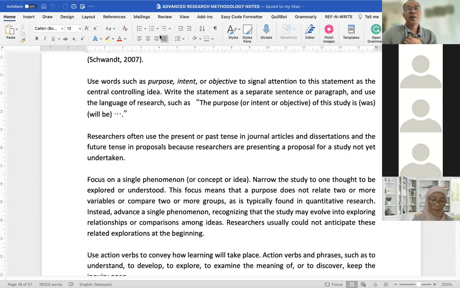So it depends. Usually in qualitative research, they don't compare two groups, but it is not wrong to compare the two groups because they want to make a comparison, right?